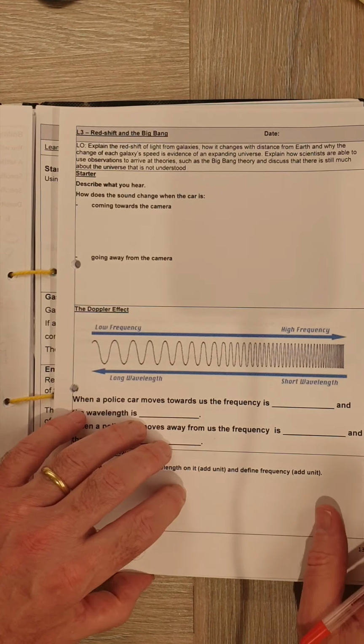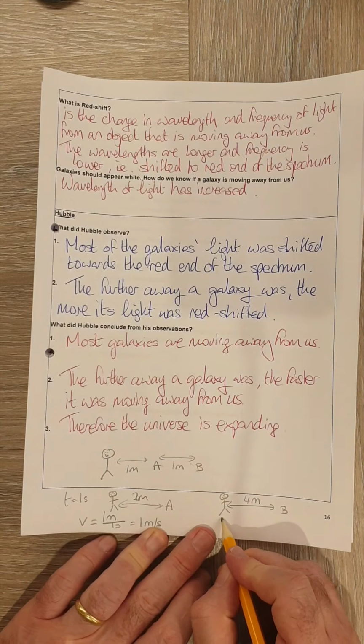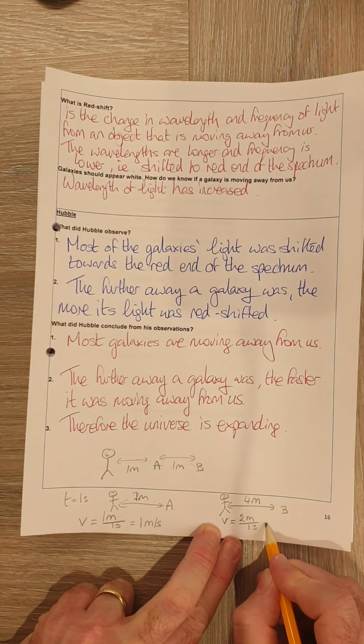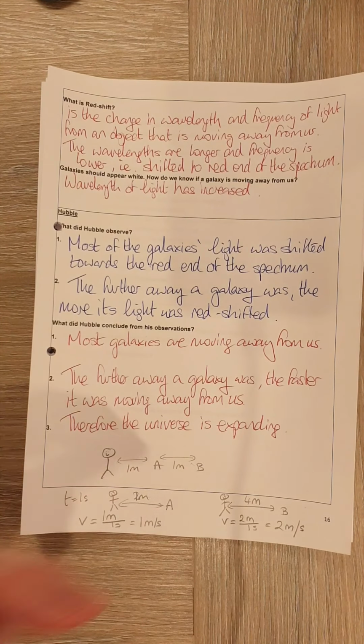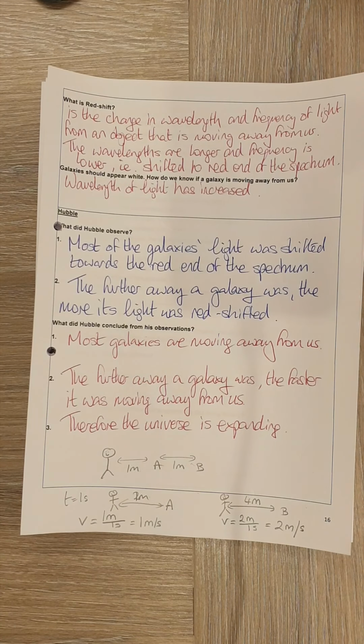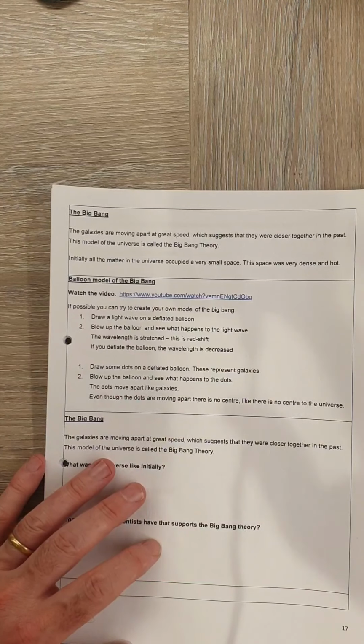For B, what's happened there? Well, this has become 2 meters, but this has also become 2 meters. So B is now 4 meters away. It was originally 2 meters, now it's 4 meters away. So the speed of B is it's traveled 2 meters in 1 second. So it's traveling at 2 meters per second. So the object that's further away appears to be moving faster away from me because all of space is expanding. So this is what Hubble was able to conclude from his observations.